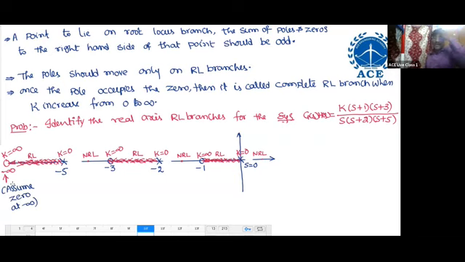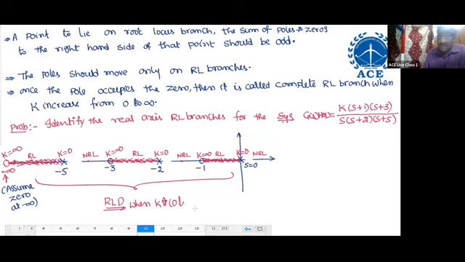So now what happened? All the poles reach the zeros: this pole reaches a zero, this pole reaches a zero, this pole reaches a zero. Then I can say it is a complete root locus diagram. It is a root locus diagram when k increases from 0 to infinity. That's all. Okay?